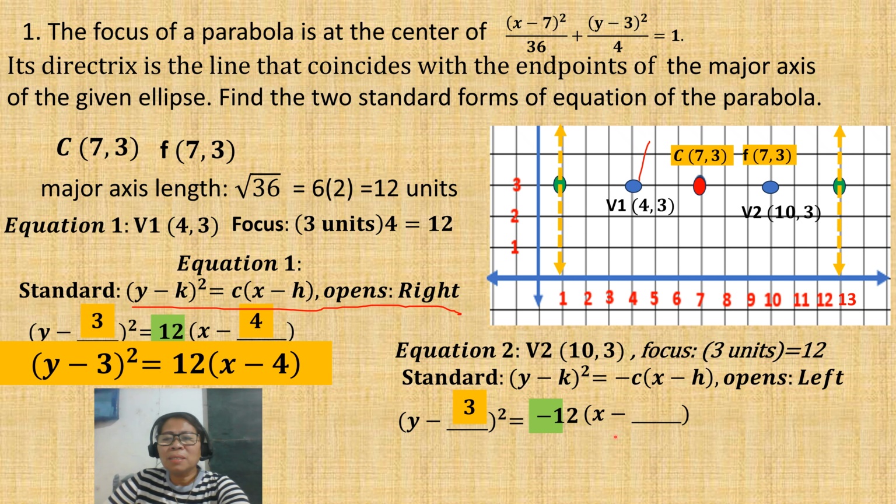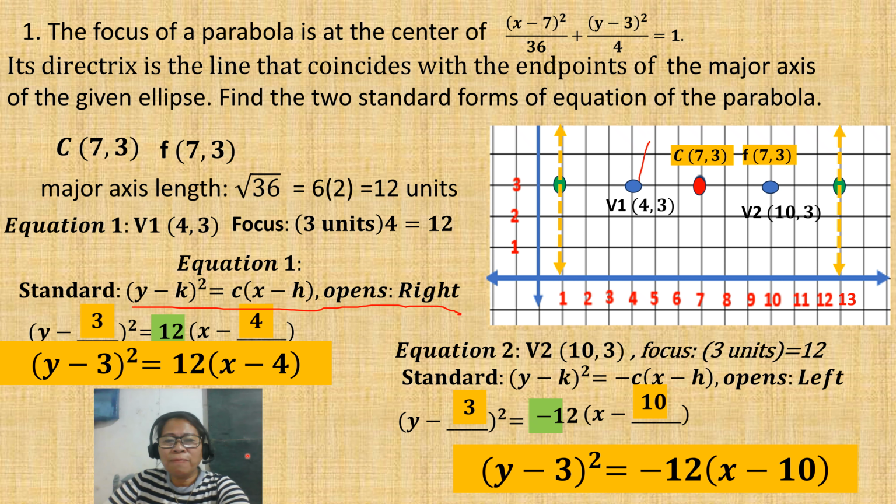And the x minus h, so what should be the x coordinate of our vertex? It will be 10, and that is coming from here. So therefore, our second equation in the standard form of a parabola is described by y minus 3 squared is equal to negative 12 times x minus 10.